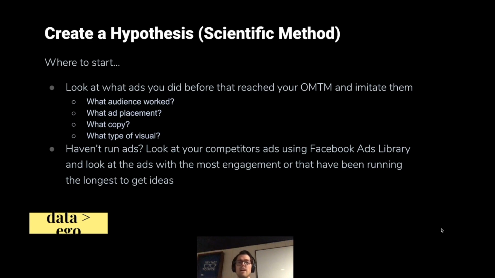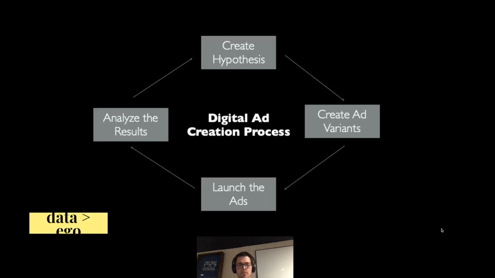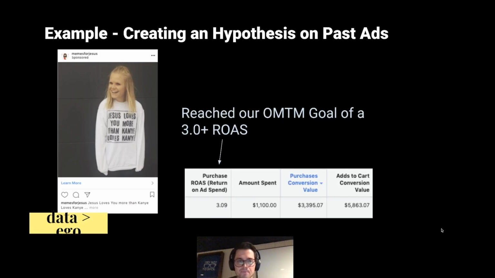So go through and dive into that if you haven't run ads before, to start getting some ideas about what kind of creative would work for your brand. So it's simple, right? It's a scientific process. You create a hypothesis, create some ad variants, launch the ads, analyze the results, and after you analyze the results, you create a hypothesis again based on what worked and what didn't work. So let me show you some examples of that.